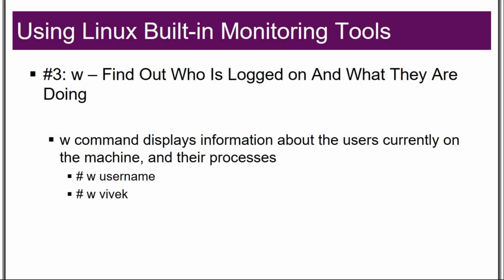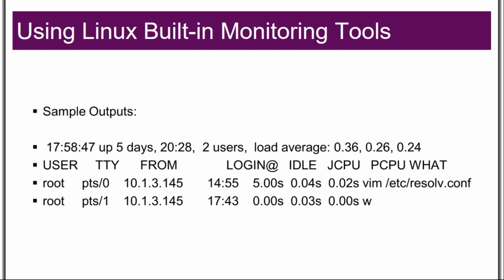Okay, if I want to find out who is logged on to my system and what they're doing, which might be important to me as a security guy, I can use the W command. The W command displays information about the users currently on my machine and the processes that they're running. The output looks something like this. As you see, I have the users, their IP address, when they logged in, and what they were doing, so I can monitor what's going on in my system. Again, this is a built-in tool.